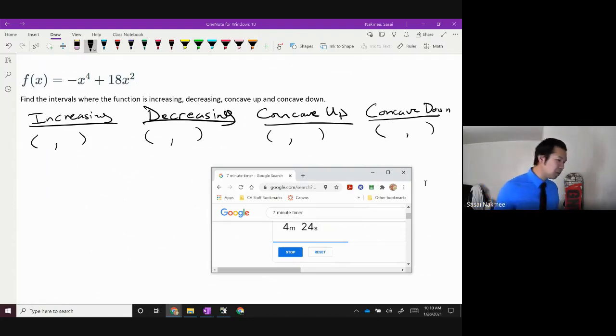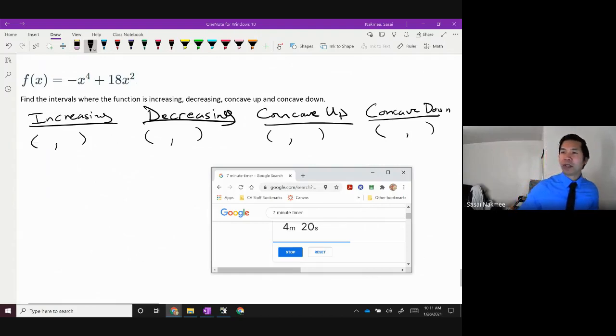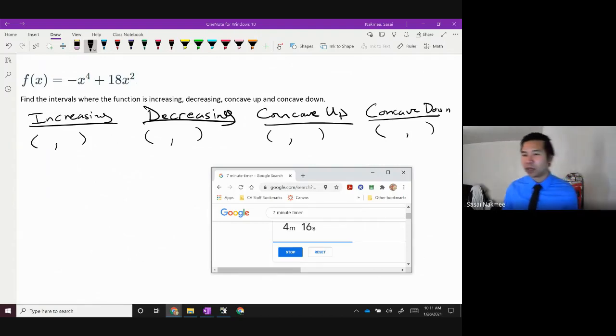Remember, do the work in your own notes. You don't have to do the work on the pair deck. Just give me your final answers of where the intervals are for it increasing and where the intervals are for it decreasing. Okay.